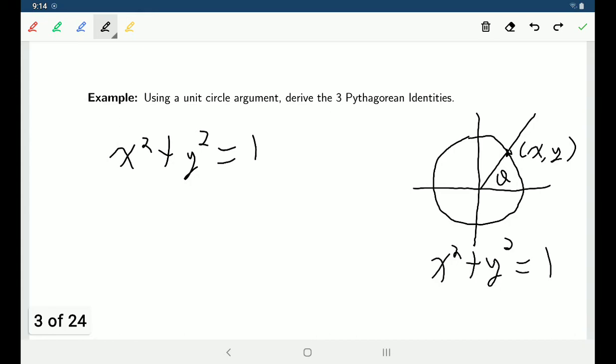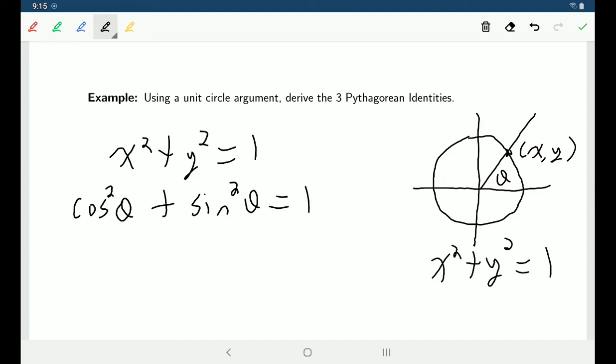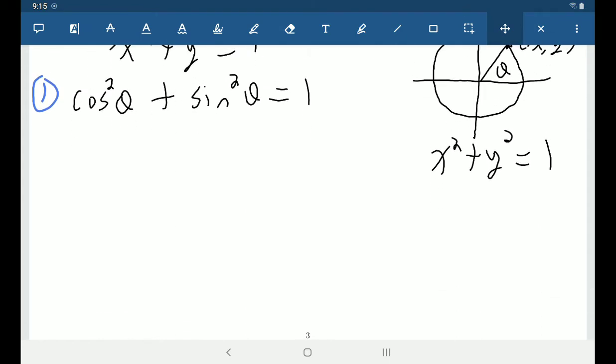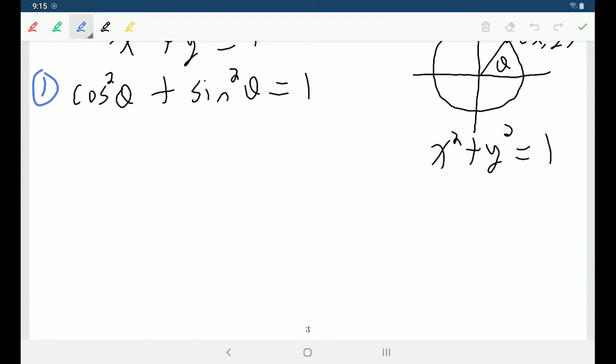And then now I'm just going to use the definitions that we had for trig functions in the unit circle. X was cosine, so x squared would be cosine squared theta. Y was the sine function, so y squared would be sine squared theta. And there we go, we have our first identity. For the second identity, remember when we did this before, we derived the second and third trig identities from taking that first identity.